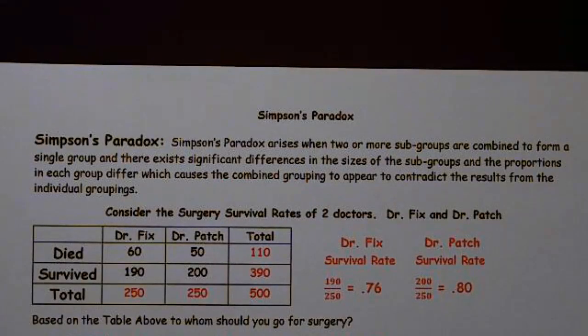Okay, here we're going to talk about a little quirk in data that's kind of interesting and doesn't show up frequently, but does show up. So please pay careful attention to this. It's known as Simpson's Paradox.